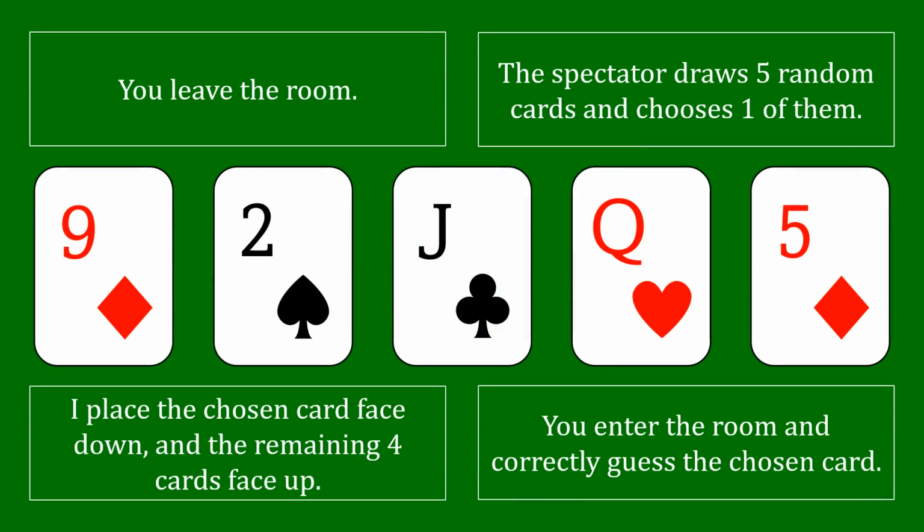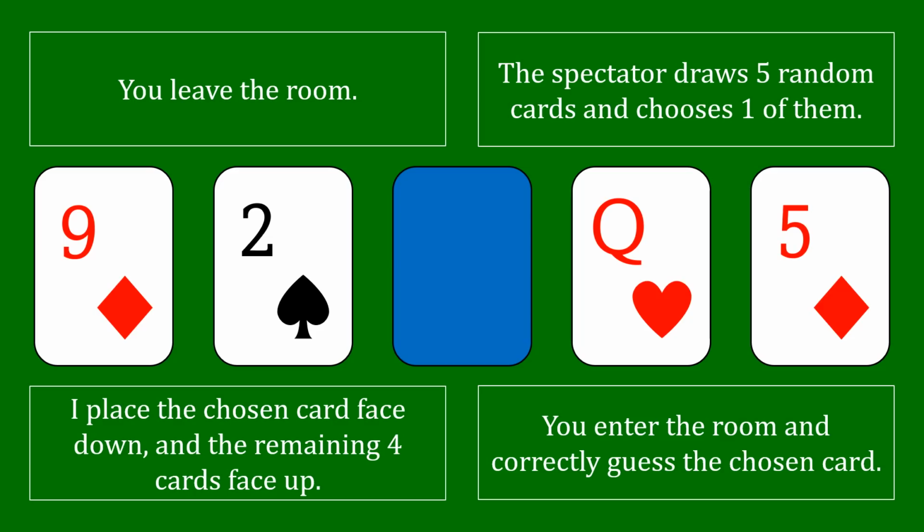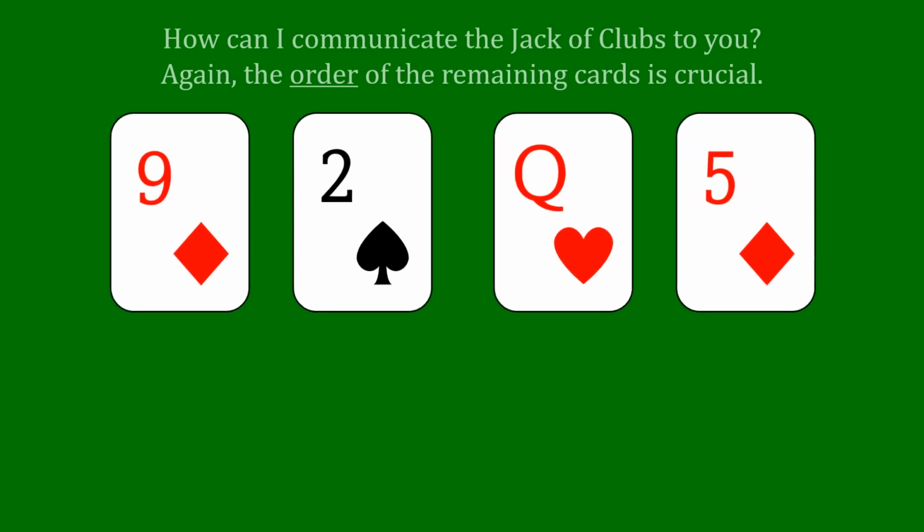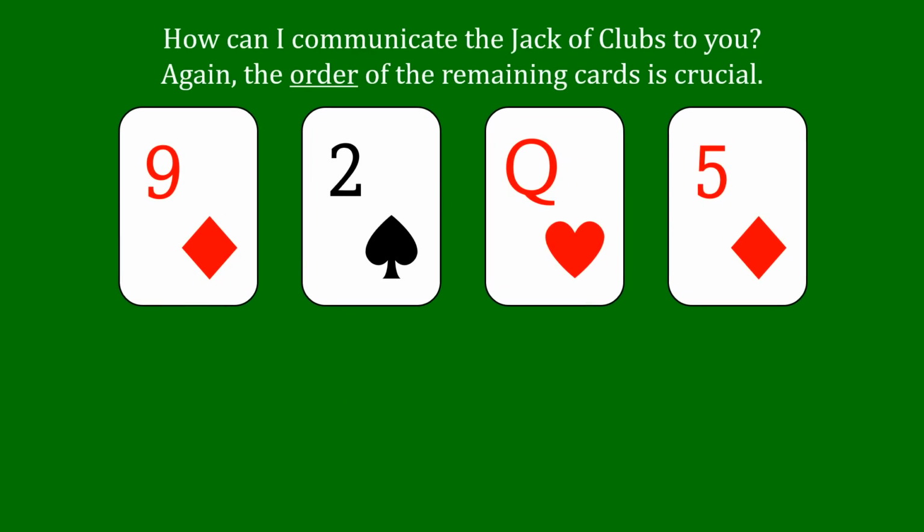Let's say the spectator chooses the Jack of Clubs. My job is to use the other 4 cards to communicate to you that the face-down card is the Jack of Clubs. How do I do this? Again, the order of the remaining cards is crucial, so let's rearrange them like this.